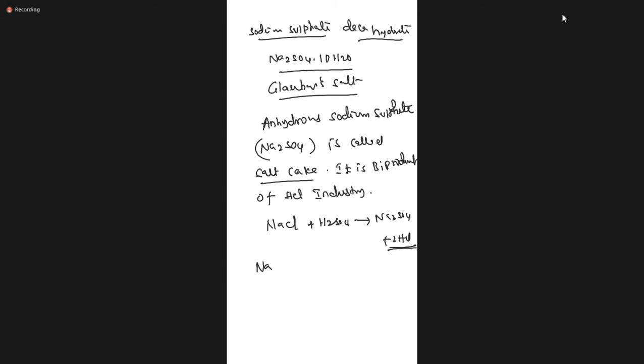Na2SO4 is used in the paper industry, detergent, glass manufacturing. So this is about Glauber salt preparation and uses. Is it clear? These are the important compounds of sodium. Any doubts you can ask, otherwise we go to hydrogen based compounds.